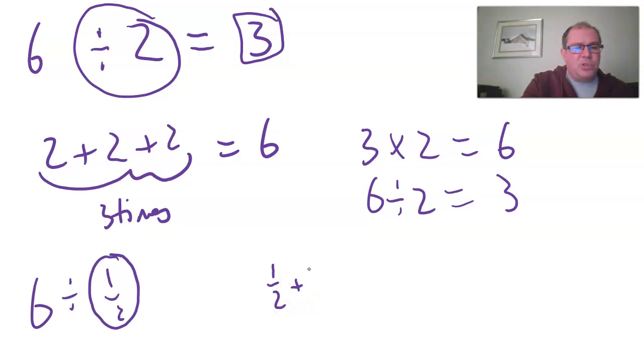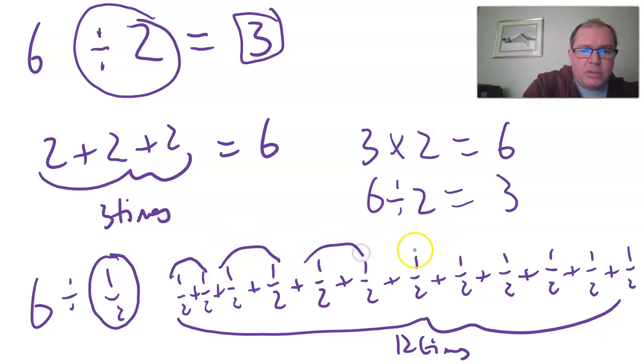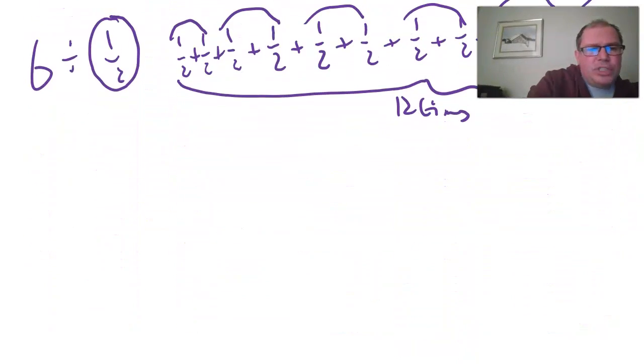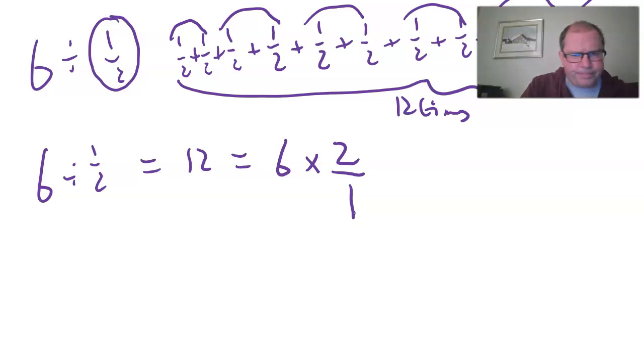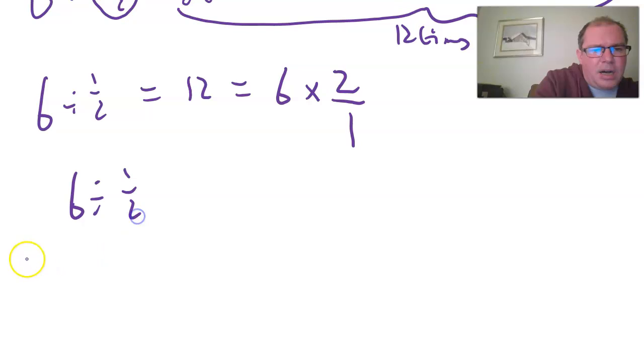I'll just pause the video, because if I add a half together 12 times, it makes 6, because every half add a half makes a whole, and obviously I've got 6 wholes there, and so 6 divided by half is 12. Okay, so 6 divided by a half is 12, which also is the answer to 6 times 2 over 1. That's interesting. So we know that 6 divided by a half is the same as 6 times 2 over 1.